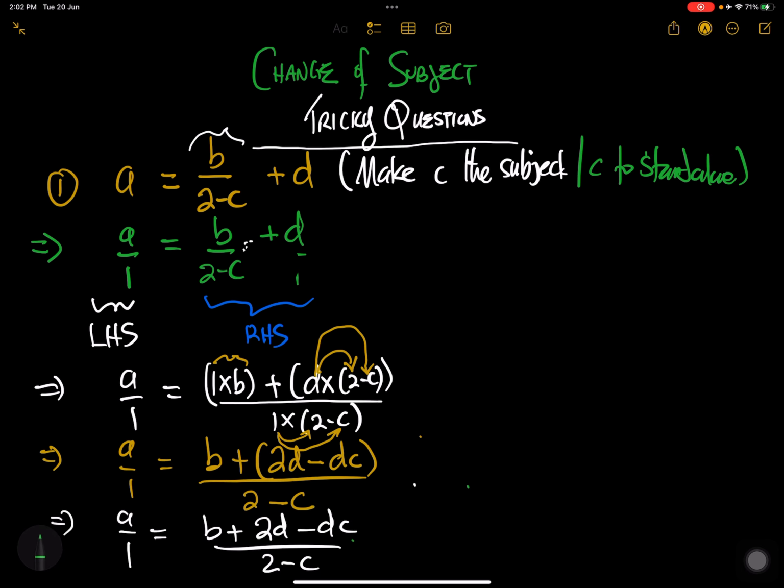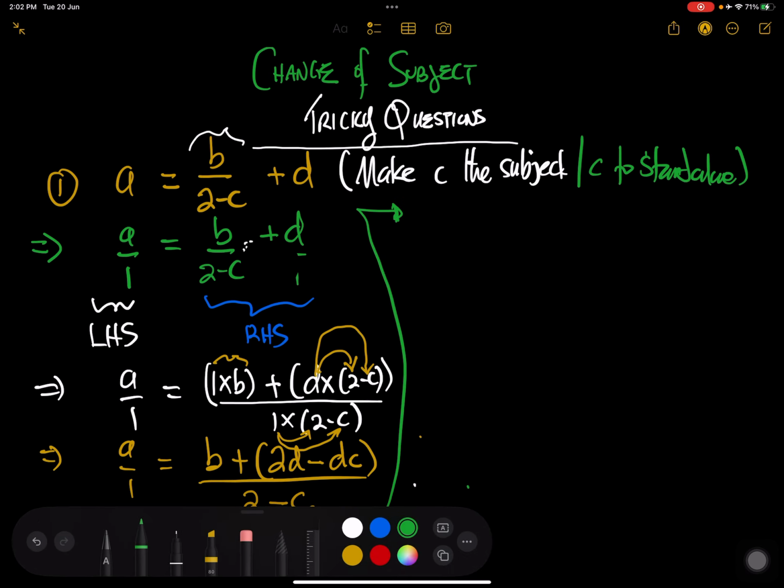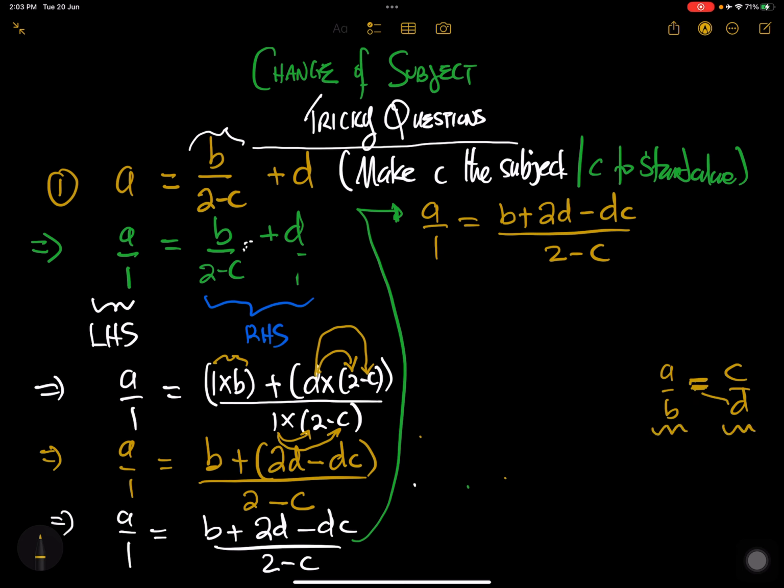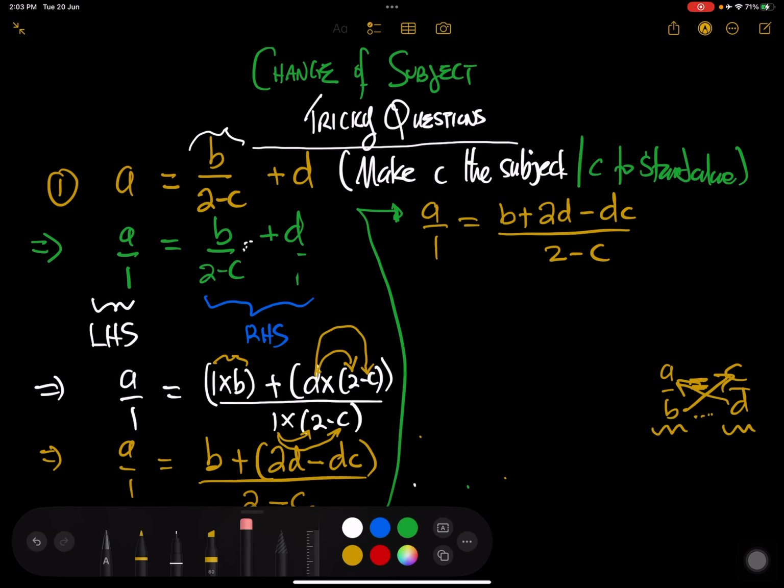Now, we're going to continue from here. We have A divided by 1, which is equal to B plus 2D minus DC all over 2 minus C. What are we going to do? We are going to cross multiply. Do you remember when we had A over B equals C over D? We said anytime you have an equal to sign separating a fraction and another fraction, we will just cross multiply. That's it. We're not going to do anything else here. We're just going to cross multiply, and that's all.